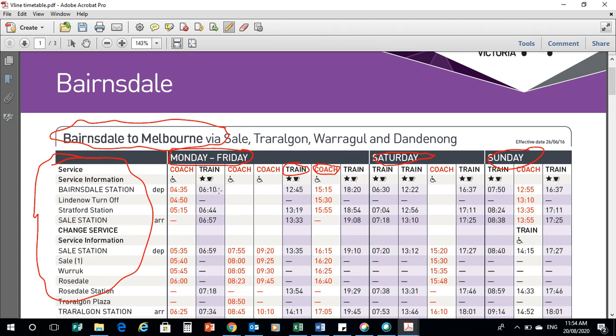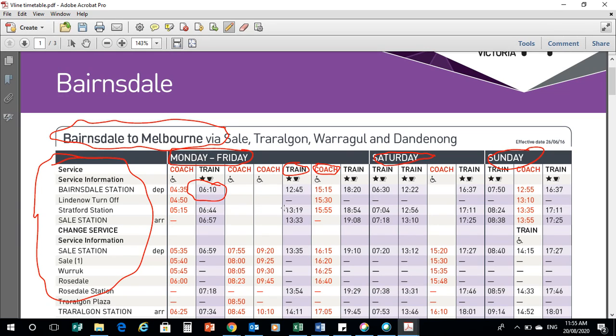Okay, totally up to you. Now, generally the way that we would use this is, for example, if I left Bairnsdale on a Thursday, now even though it doesn't say Thursday up here, we know it's Monday to Friday, okay? So that includes all the days: Monday, Tuesday, Wednesday, Thursday, and Friday. So if I said I left on the train at 6:10 on Thursday, so that would be this one.